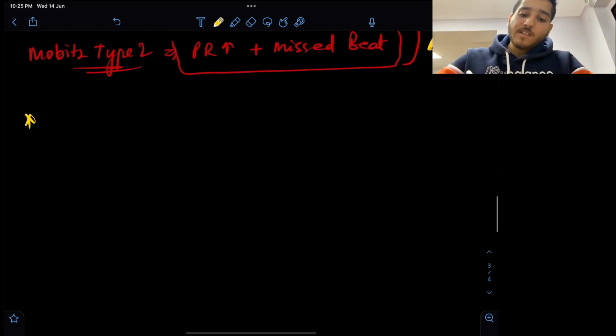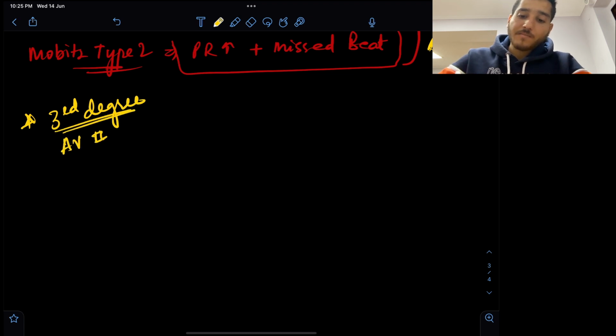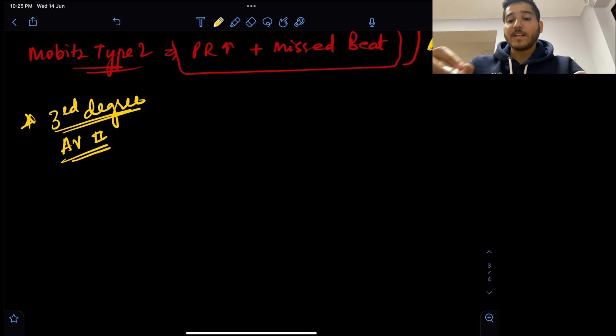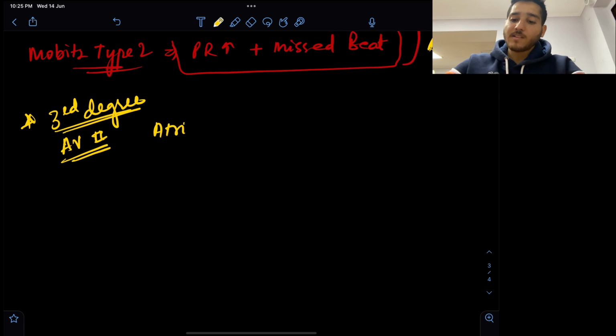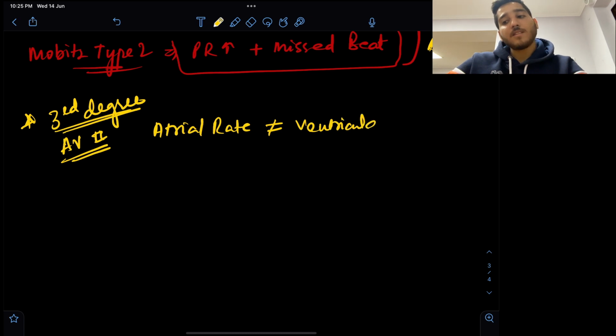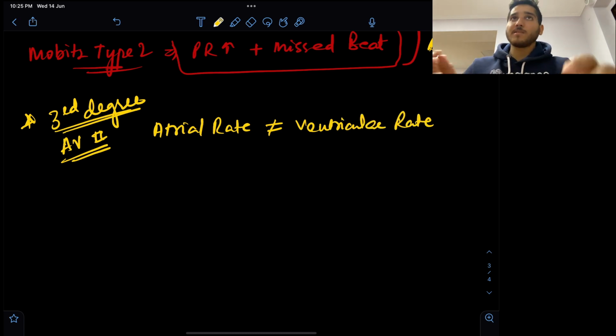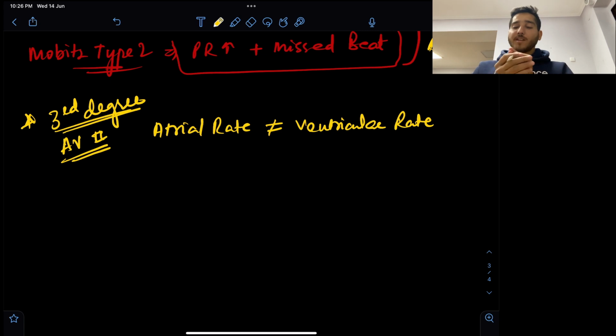Then there's third degree AV block. What happens in third degree AV block is there's no relation between the P wave and the QRS wave. So the atrial rate is not equal to the ventricular rate. What does it mean? The atria are contracting at their own pace, and the ventricles are contracting at their own pace.